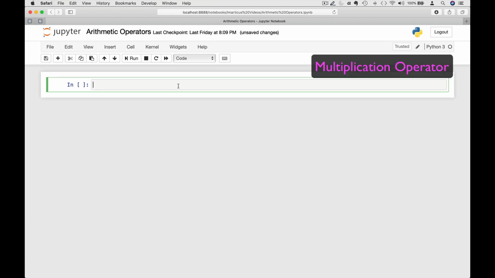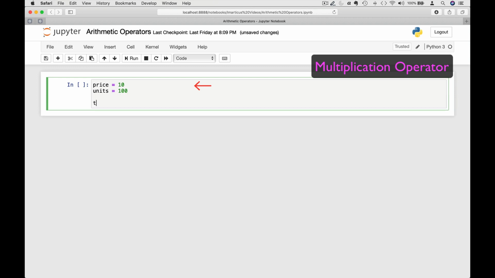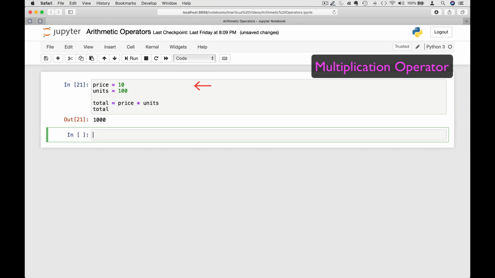Now we see how the multiplication operator works. Say we have a variable price 10 and we have number of units is equal to 100. So if we say how much is the total amount to purchase 100 units, we say total is equal to price multiplied by units. And let's see how much is the total, and it says 1000. So it could multiply two integer values.